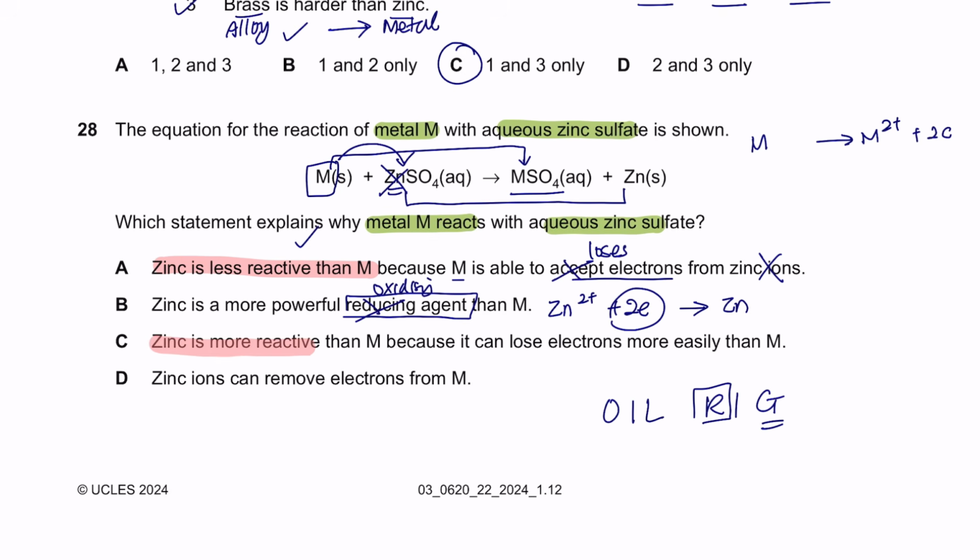C says that zinc is more reactive than M. That's wrong because zinc is being displaced by M. And the last one says that zinc ions can remove electrons from M. So this is the correct answer, D.